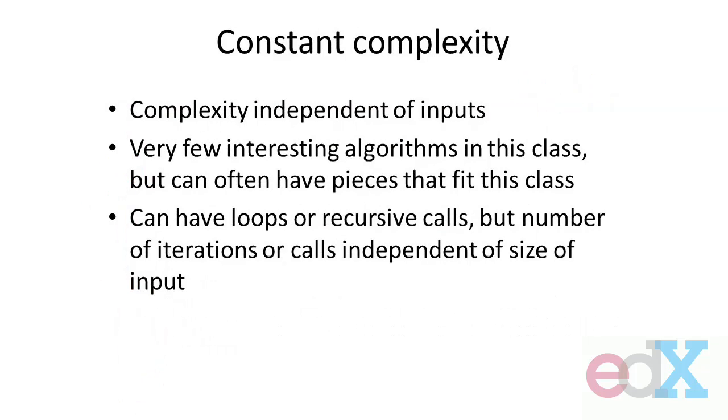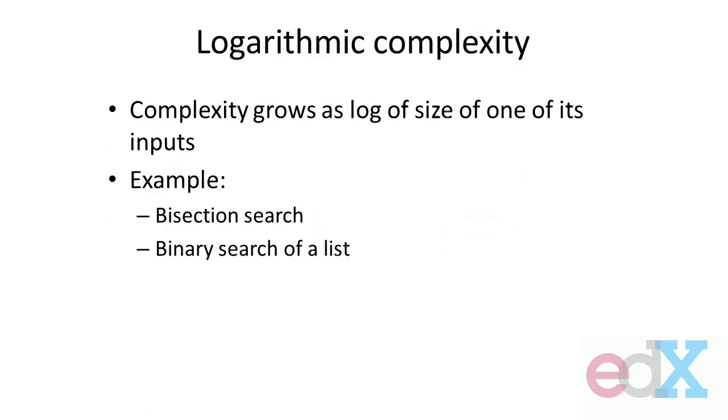So the first class is constant complexity. That says the complexity is independent of the size of the input. This is great. And unfortunately, there aren't very many interesting algorithms in this class. It says, literally, that the number of steps doesn't depend on the size of the input. And while pieces of code may satisfy that, it's not common for an entire algorithm to have that property. If you have one, though, still great. And note, by the way, that even in this case, you can have loops or recursive calls. It's just that the number of iterations through the loop or the number of recursive calls is independent of the size of the input. All right, let's move on, though, to more interesting ones.